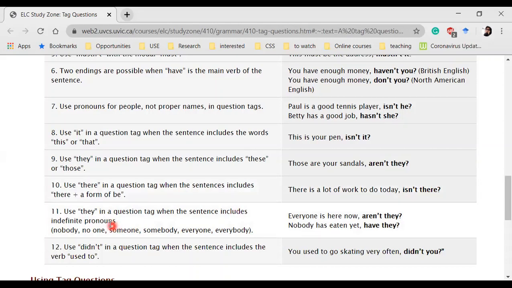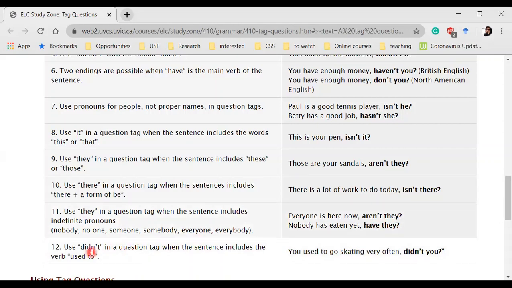Number eleven, use they in a question tag when the sentence includes indefinite pronouns. These are the indefinite pronouns that we already talked about. For everybody, everyone and nobody, we would use they. We've already talked about this rule, and I hope it's clear now. You can see more examples here. Everyone is here now, aren't they? Nobody has eaten yet, have they? Here we are using a positive tag because nobody is already negative in a sense, so we would use a positive statement.